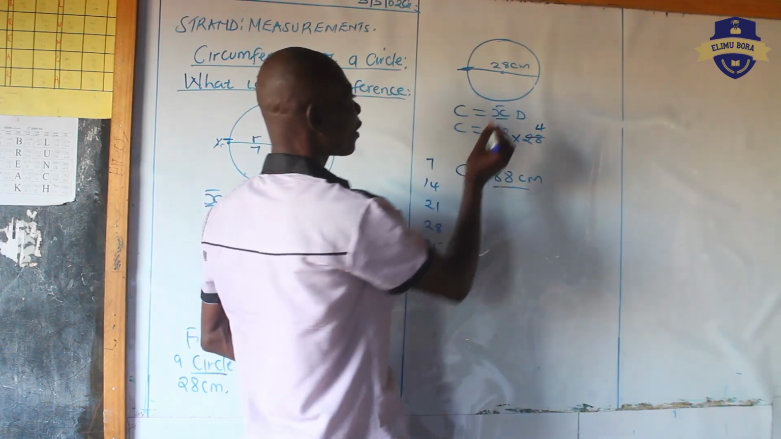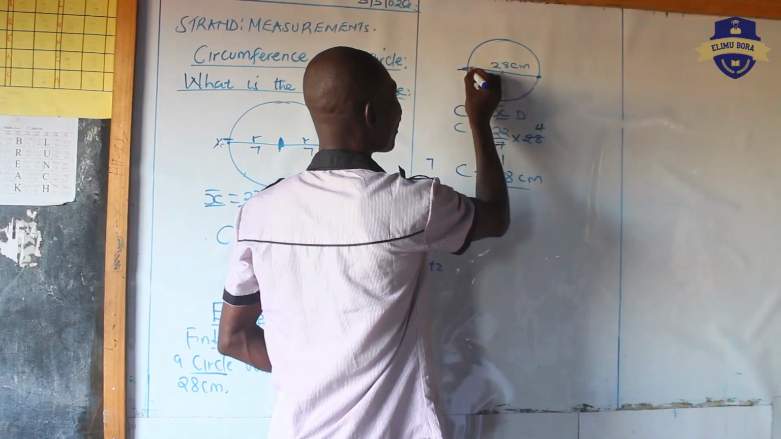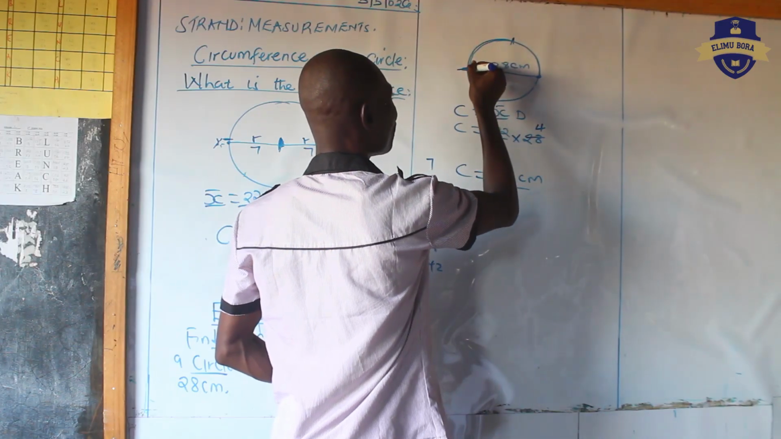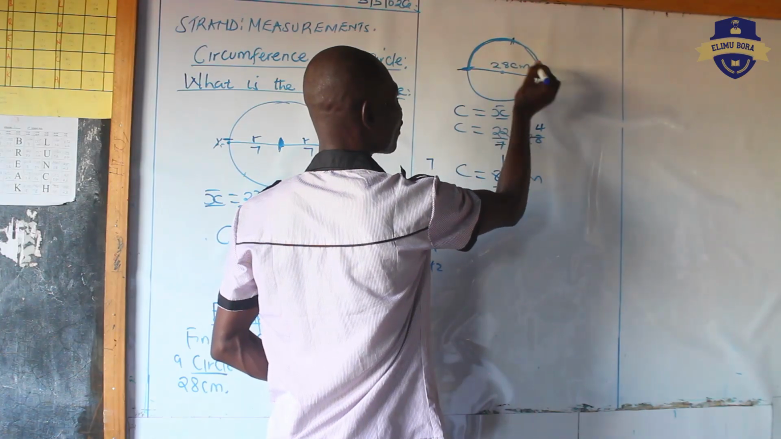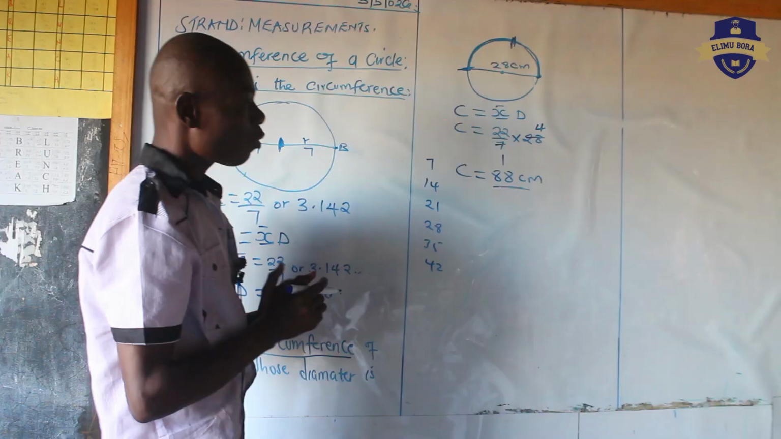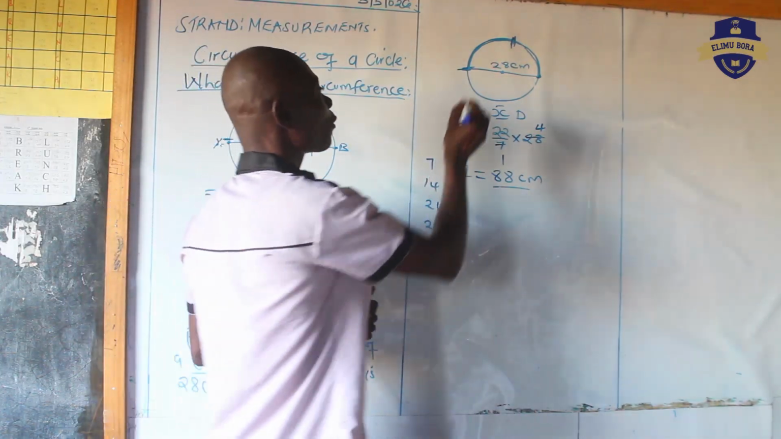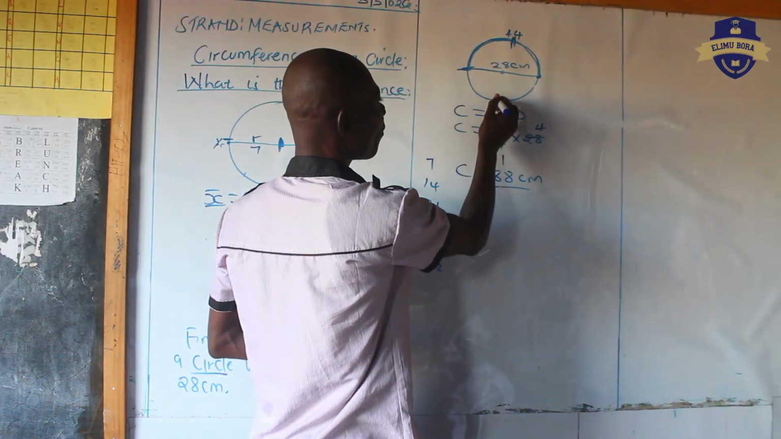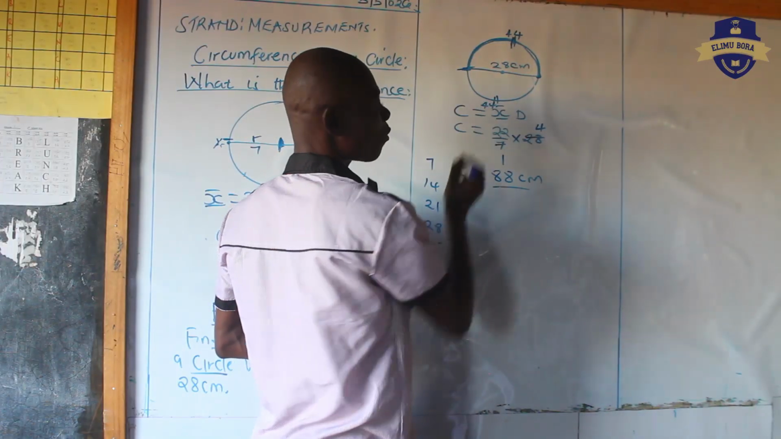Then what happens if I run from here up to here? Only this distance. It means this is half the distance. What's half of 88? It is 44. And the whole distance was 88, which means the other part here will also be 44.